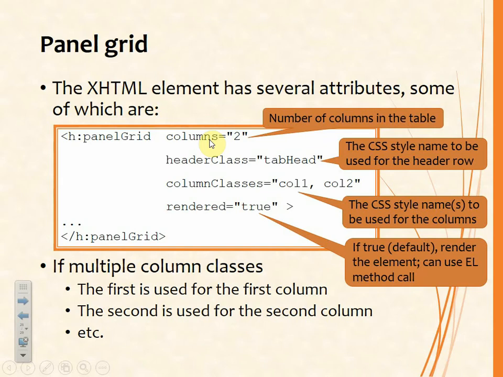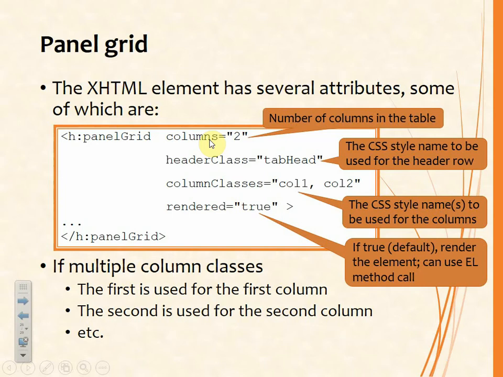So it doesn't matter how many bits of data you put in between the panel grid and its end panel grid tag, there will only ever be 2 columns. Or if you make that 4, there will only ever be 4 columns.